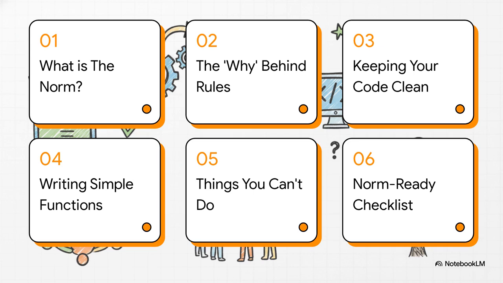All right, so here's our game plan. First, we'll cover what the norm even is. Then, the most important part, the why behind it all. After that, we'll get into the real nitty-gritty: how to keep your code clean, how to write simple functions, and of course, the things you absolutely can't do. And we'll wrap it all up with a handy checklist to get you ready.